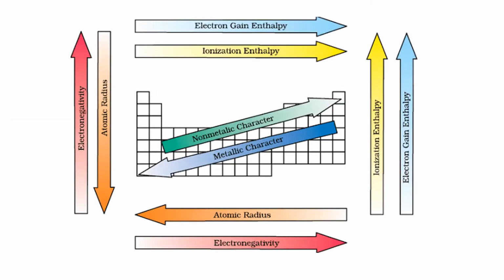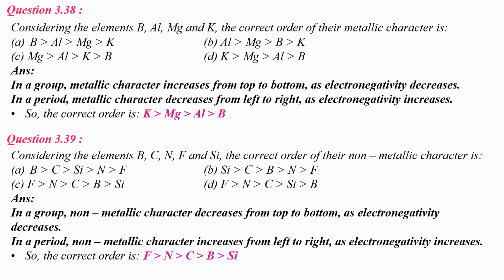All the periodic trends in physical properties are summarized in the figure displayed. The atomic radius decreases as we move from left to right of a periodic table and increases as we move down a group. All other properties such as ionization enthalpy, electron gain enthalpy, and electronegativity increase as we move from left to right across a period. They decrease as we go down a group. Also, non-metallic character increases as we move from left to right of the periodic table, and it decreases down a group. Students, let us do two multiple choice type questions.